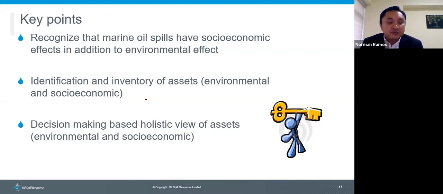And again, as I have mentioned, when you make a decision, it should be based on a holistic point of view of assets. Holistic meaning you're not only thinking about the effect on the environment, but we're also thinking about business disruption. We're also thinking about what would be the effect on the community. Another aspect would be, for example, if this oil spill impacts a cultural area, which is also under a socioeconomic aspect. So all of these are the key points for this webinar.